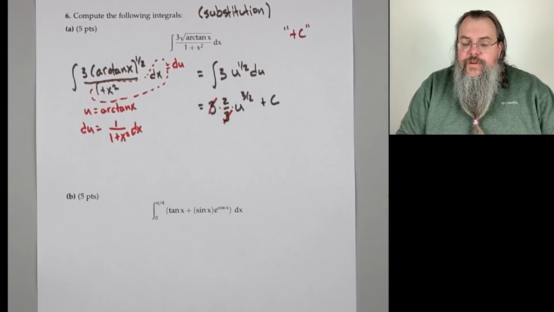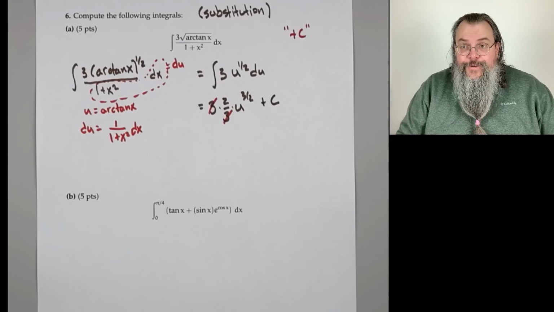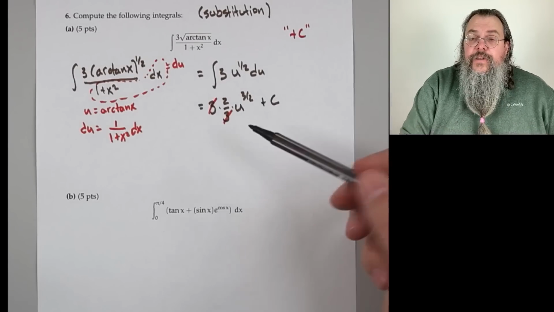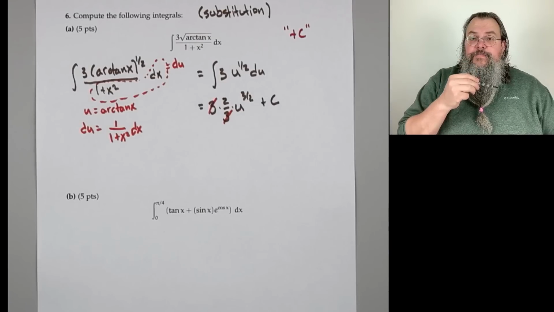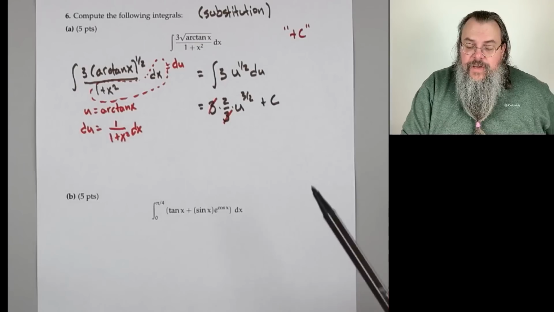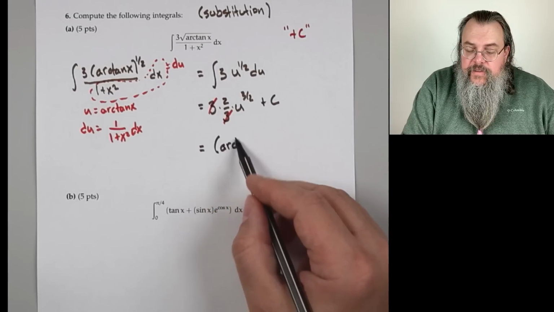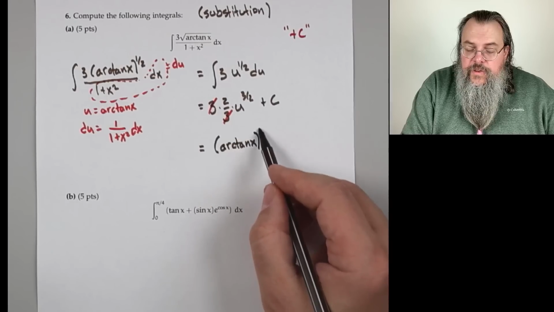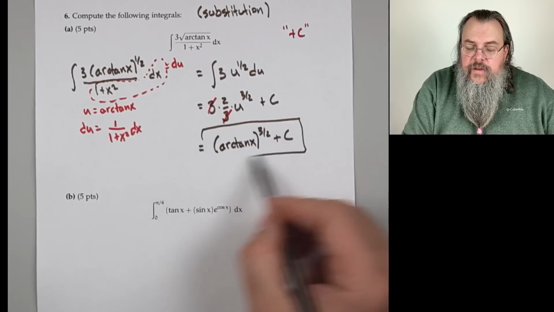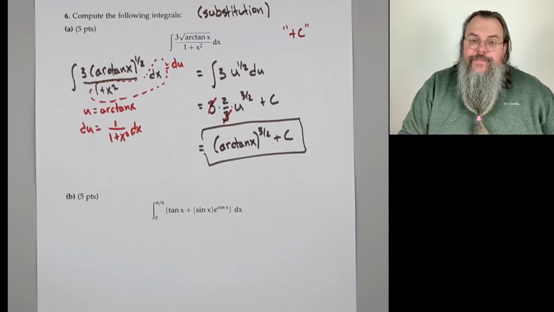All right, so the 3's go away. And you might say, great, we're done, right? Well, no. We introduced u. The problem didn't. So we've got to work backwards. So how do we work backwards? Well, we say, well, what is u? It's arctangent of x. So we have arctangent of x to the 3/2 plus c. And done. Nice. Lovely, lovely.